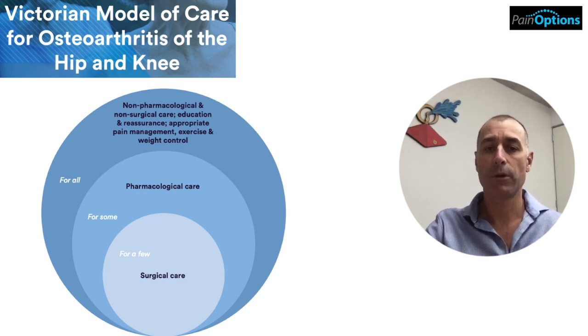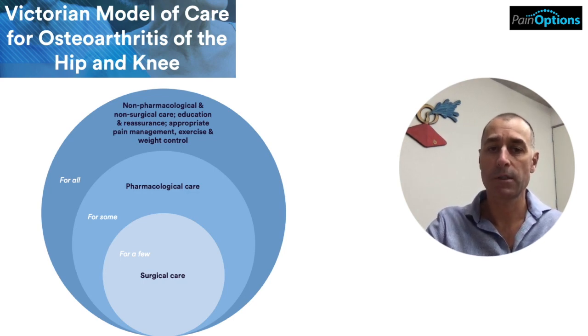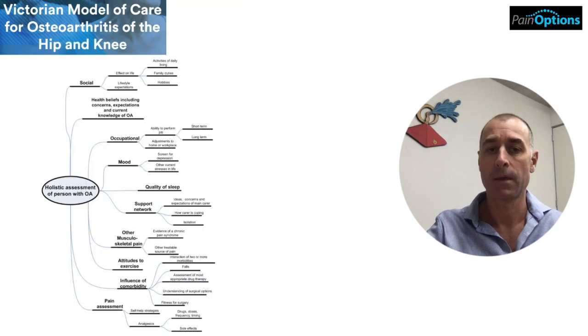So these are the three components. Everyone with knee osteoarthritis should be given non-pharmacological care first, so not even necessarily medications. So non-pharmacological and non-surgical: education as I mentioned, including reassurance, appropriate pain management, exercise and weight control. And then for some, pharmacological care can be added to that, and the first line is simple analgesics, such as paracetamol or potentially anti-inflammatories, and for a few, surgical care may be appropriate.